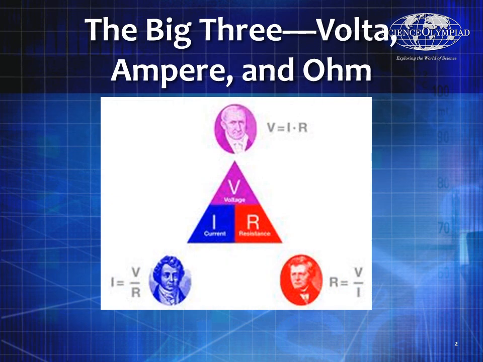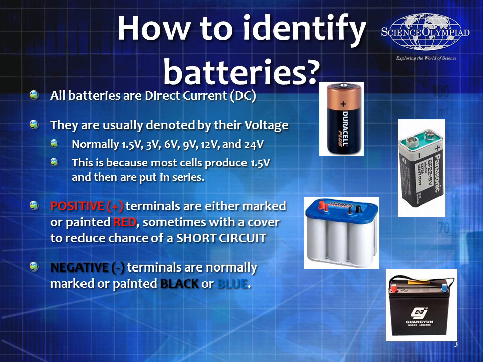Last time we talked about the big three, Volta, Ampere, and Ohm, and Ohm's law, V equals IR, which can be used virtually any time to determine the current and the resistance using the three equations provided here. We also discussed how to identify batteries. Keep in mind, all batteries are going to be direct current. They're usually denoted by their voltage. You've got 1.5 volt, 3 volt, 6 volt, 9 volt, 12 volt, and 24 volt batteries are very standard, but there are other voltages, okay?